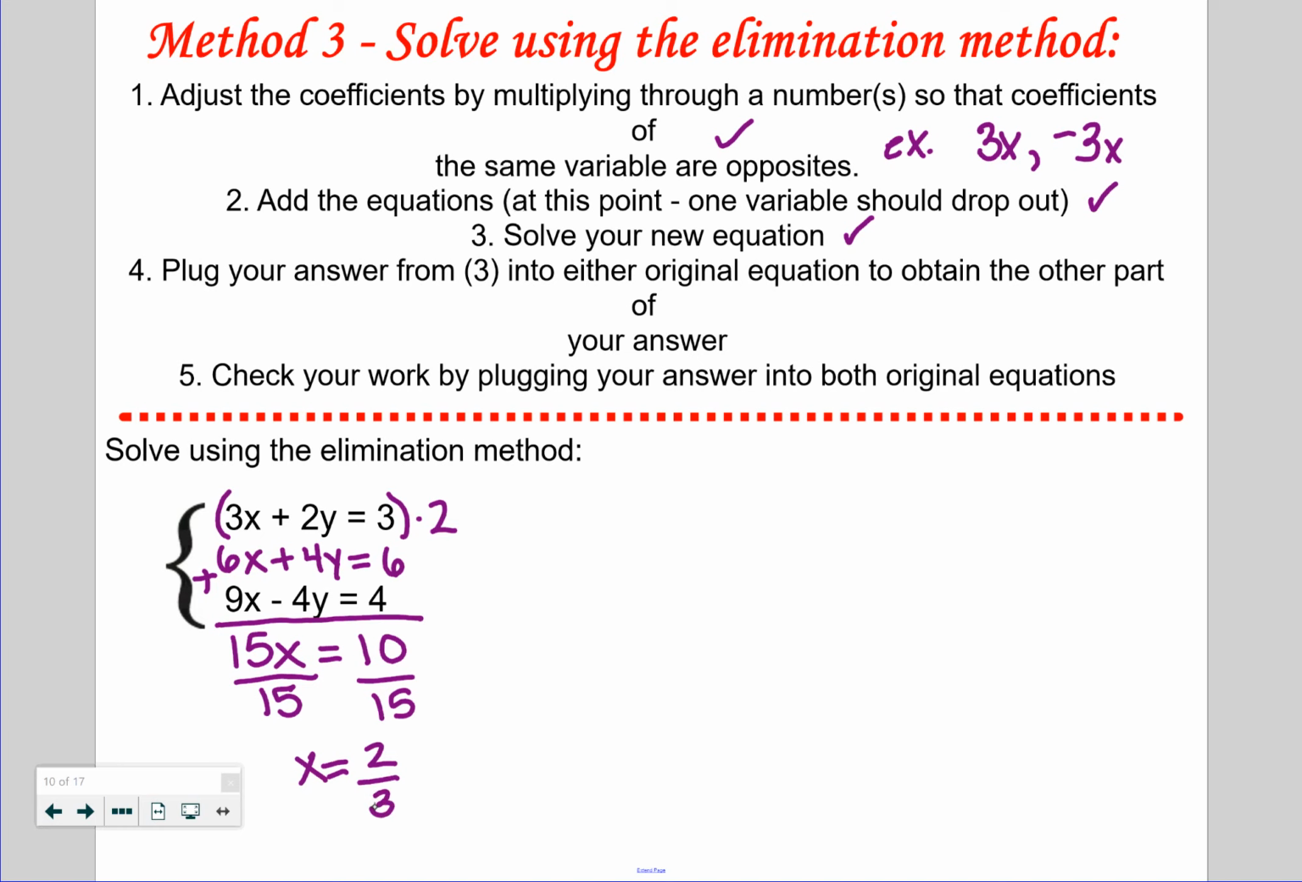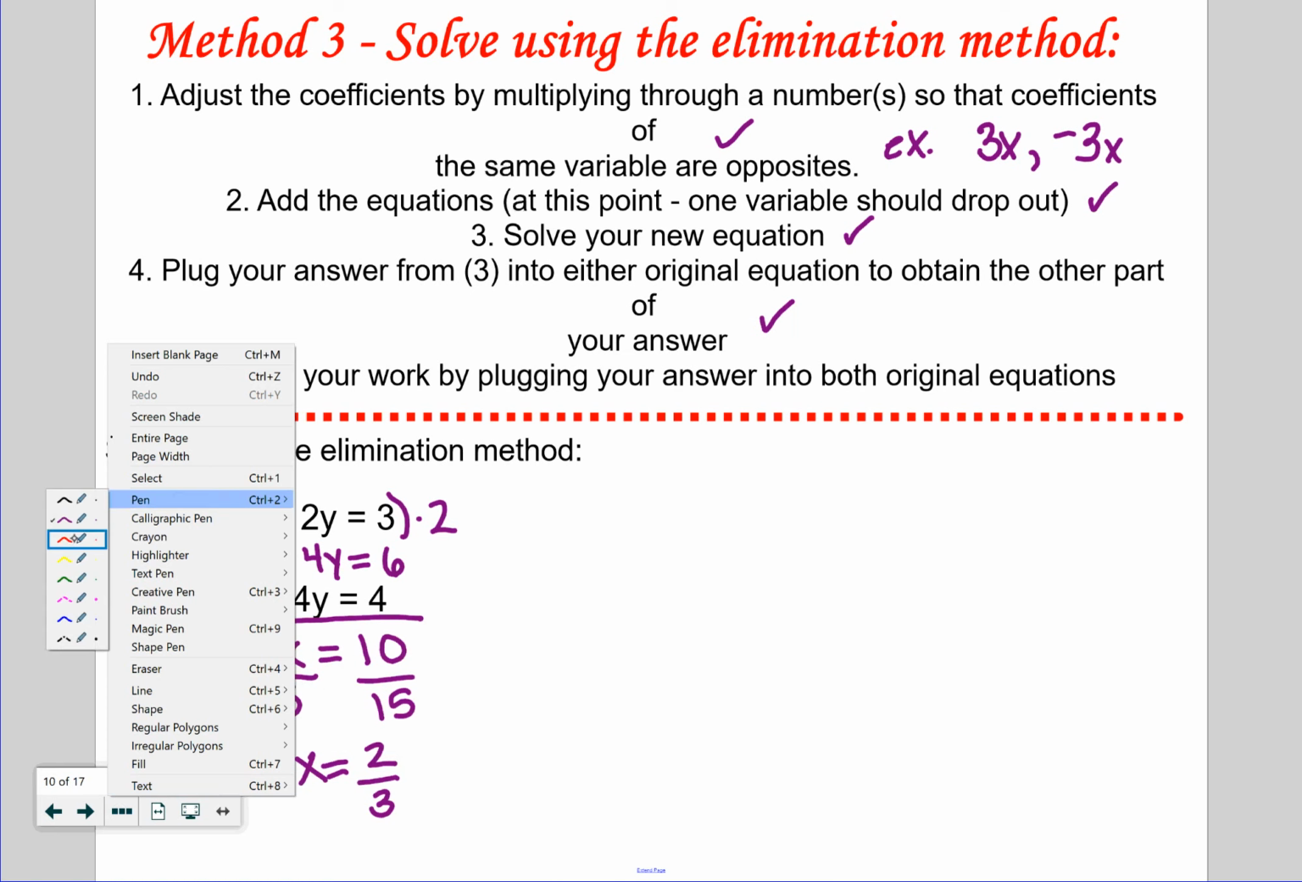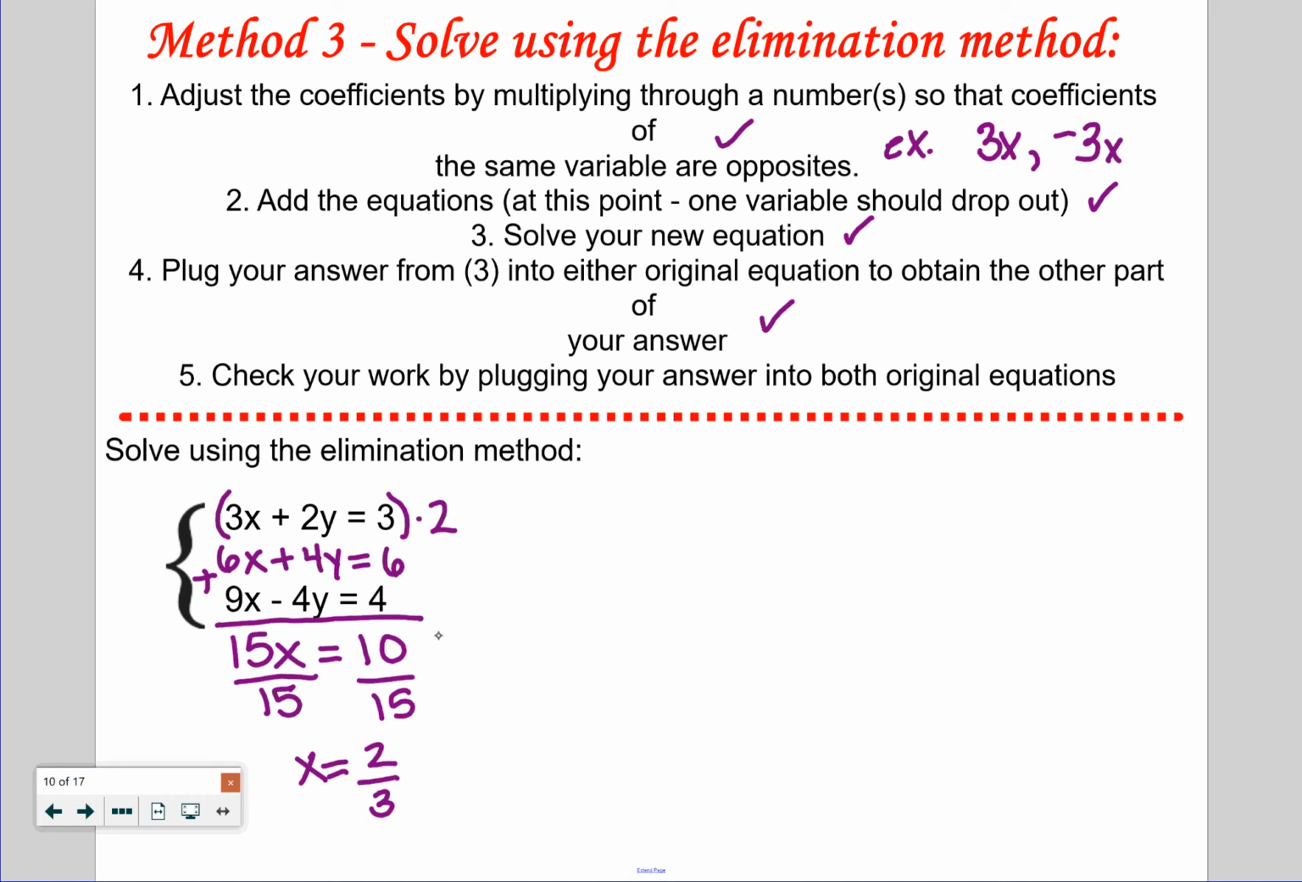Step 4 now is the same step we used with substitution. Once you get one answer, you're going to plug that back into one of the original equations and solve for the other variable. So let's say I use that top equation. 3 times x is 2/3, plus 2y equals 3. From there, I'm going to multiply 3 times 2/3. That would just give me 2 because my 3's cancel.